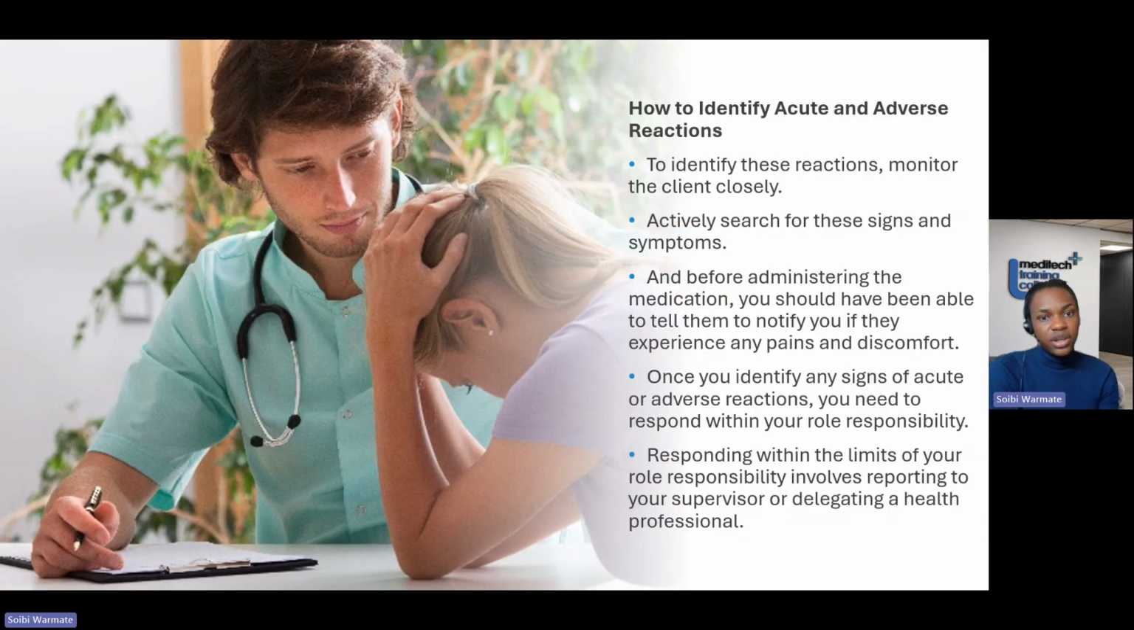How to identify acute and adverse reaction. You need to identify these reactions and to monitor the client closely. You need to actively search for these signs and symptoms. And before administering the medication, you should tell them to notify you if they experience any pains or discomfort. Once you identify any signs of acute and adverse reaction, you need to respond within your role responsibility. Responding within the limits of your role responsibility includes reporting the condition of your client to your supervisor or to the delegating health professional.